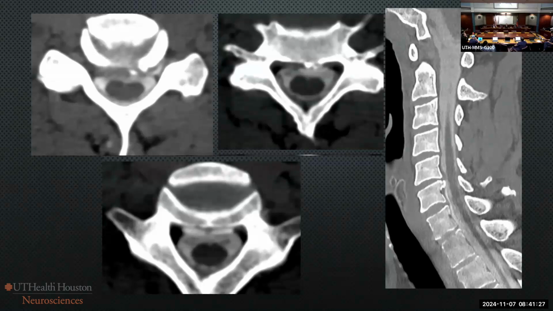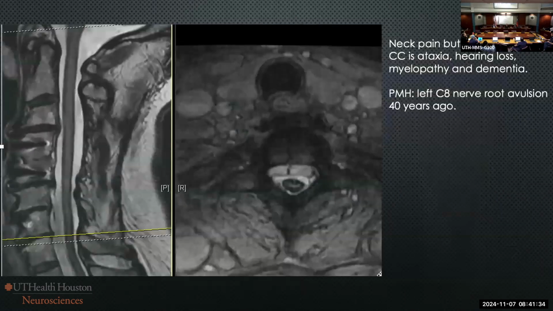Immediately fixed. So yeah, for this guy, an epidural blood patch would have been a waste of time. So it's case by case in that respect.